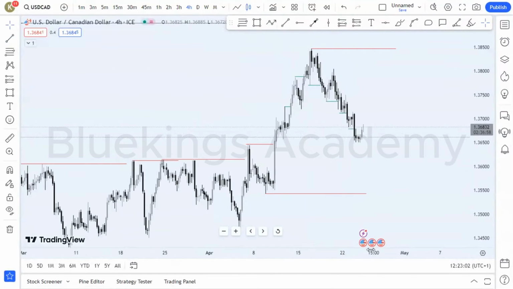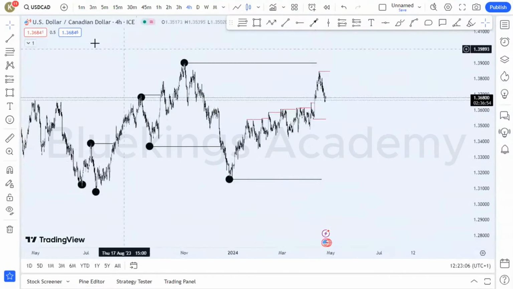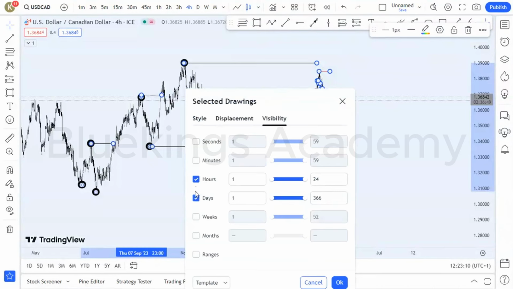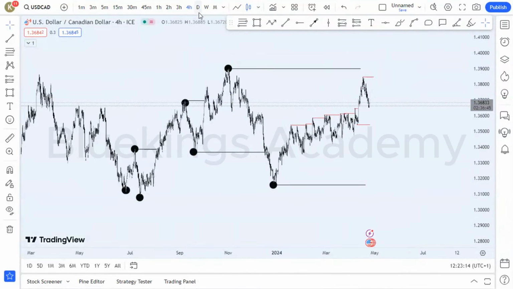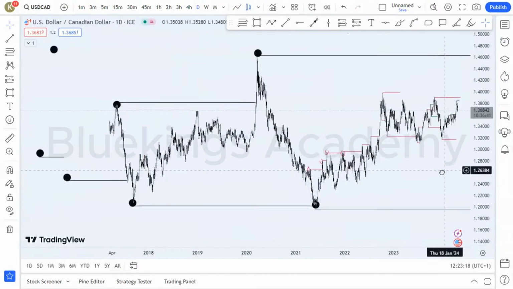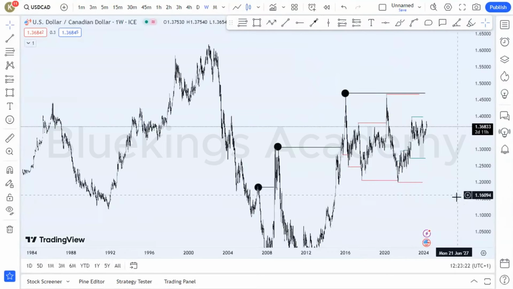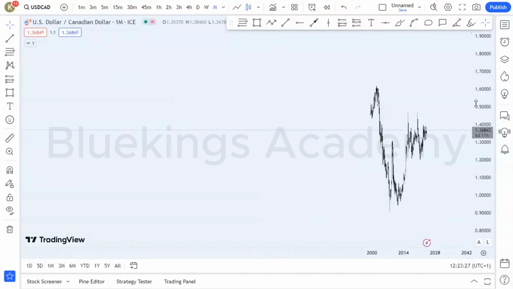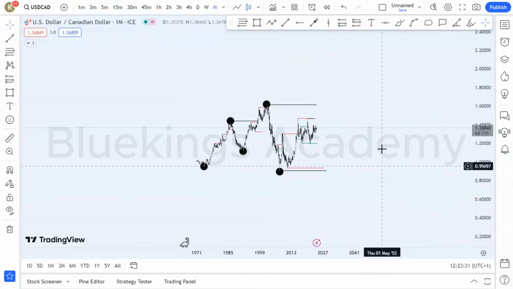That was going on with USD card. So we want to make sure all of this is only visible on the 4 hour, not on the daily. So take a look at the 4 hour, how beautiful it is. Now look at the daily, how detailed everything is. Now look at the weekly, and then the monthly. Pretty simple. See you in the next video.